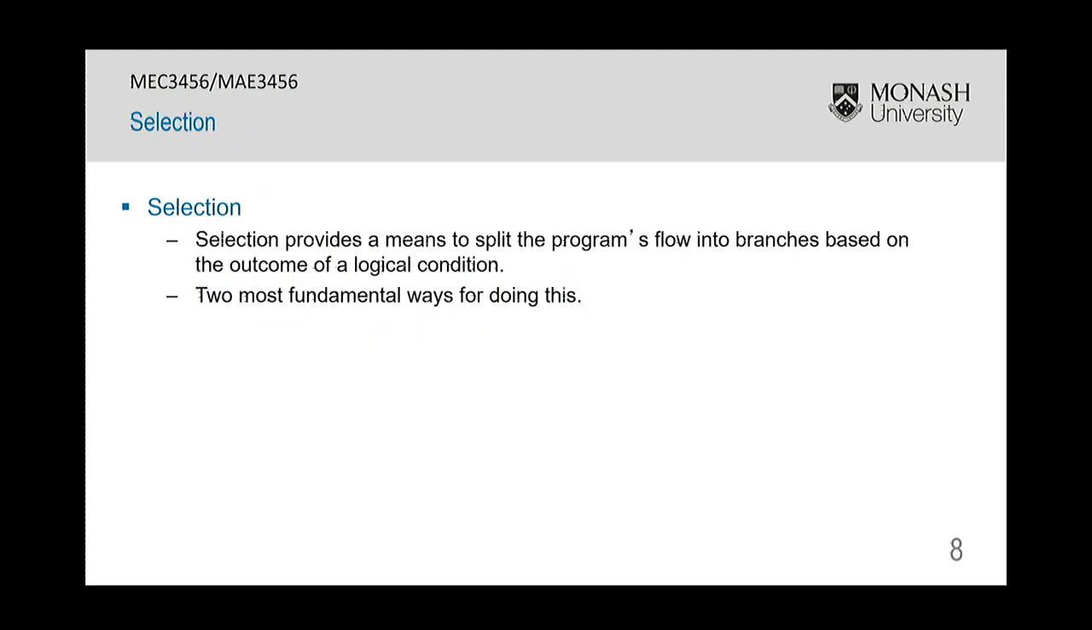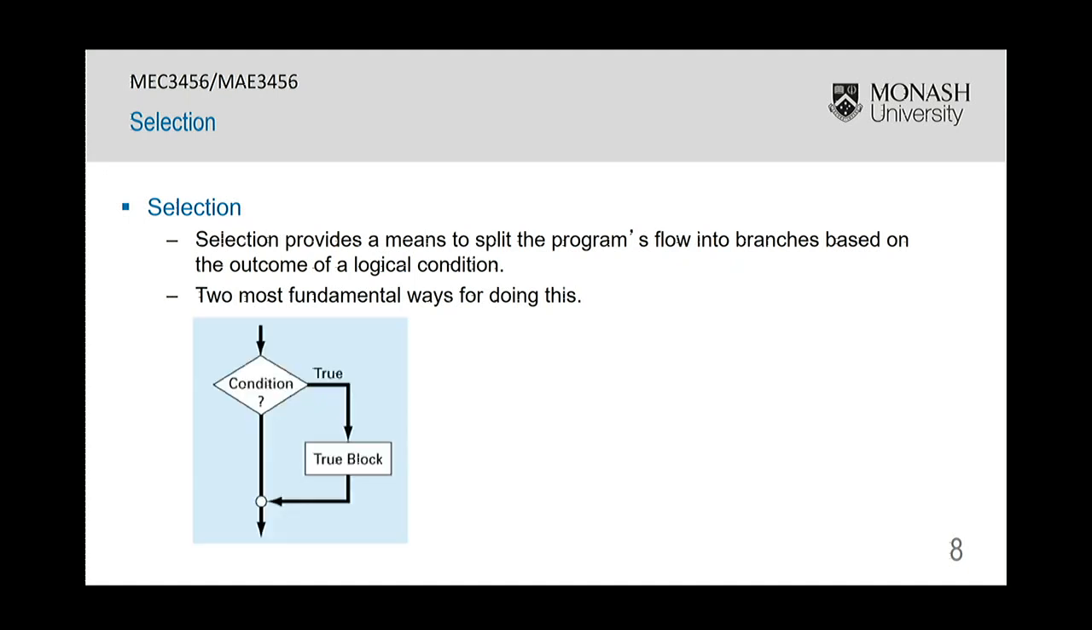A selection provides the means to split the program's flow into branches based on the outcome of a logical condition. What does that mean? It means an if test, effectively. And there are two fundamental ways of doing this. They're almost the same, but not quite.